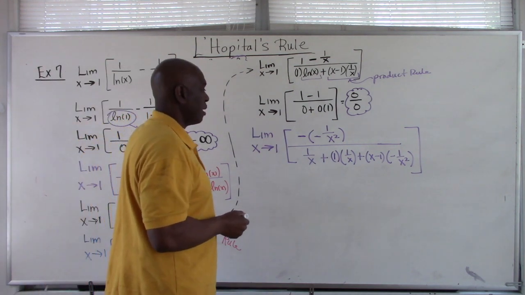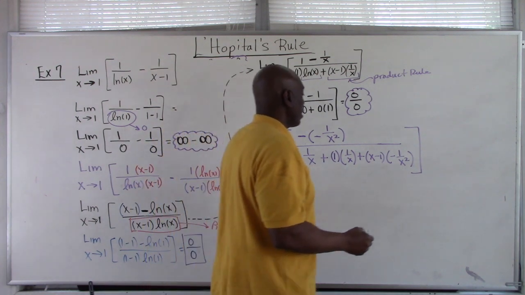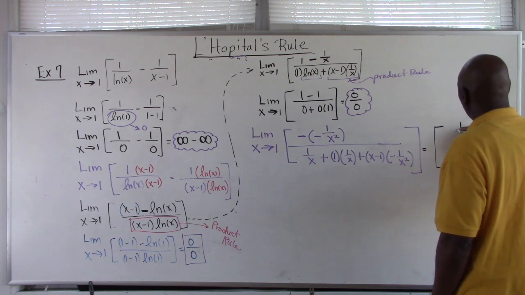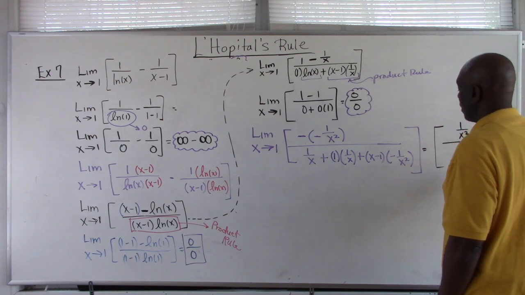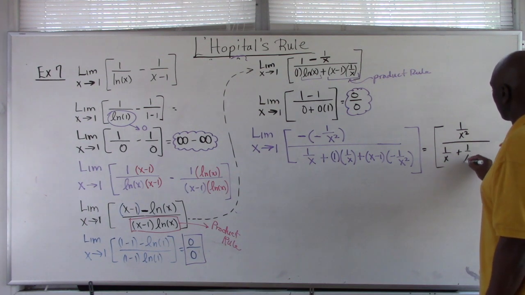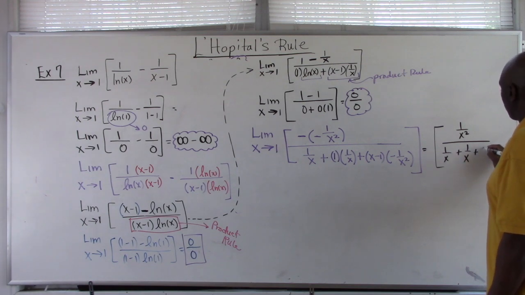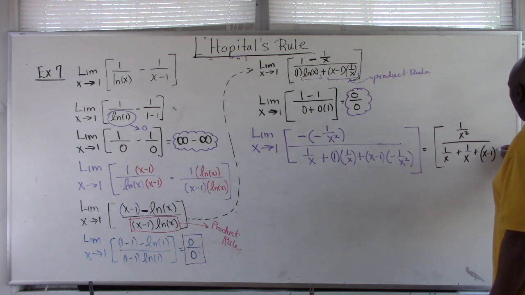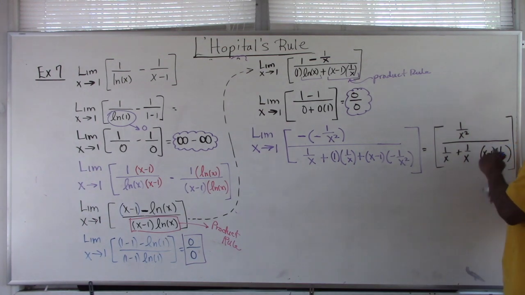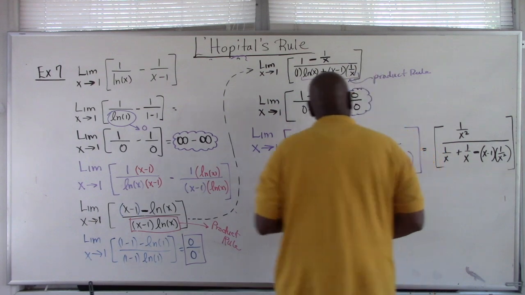All right. And so we have a lot of stuff happening here. And so, in essence, this can be written as, here we go, 1 over x squared divided by 1 over x plus 1 over x plus x minus 1 times 1 over x squared. And what I'm going to do, you see this negative sign right here? I'm going to move it to right here and make that plus a minus sign there. Okay.